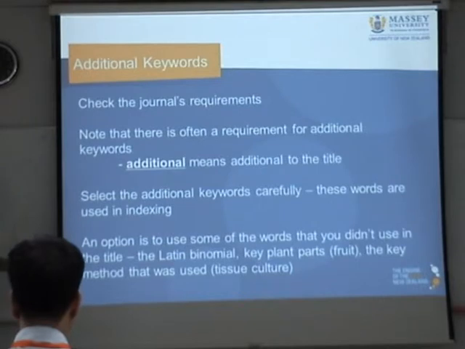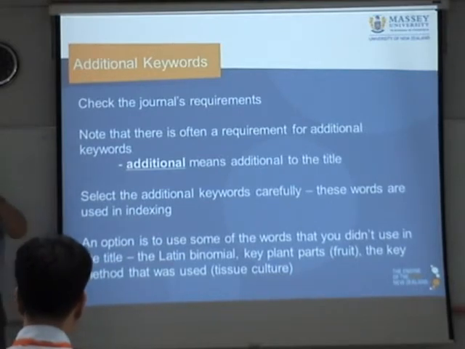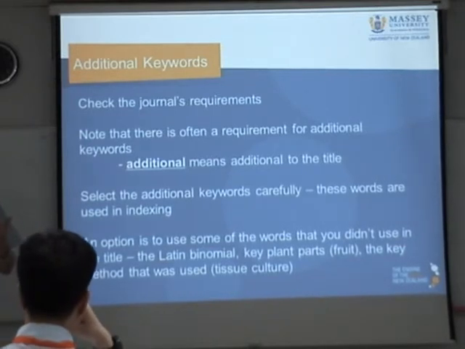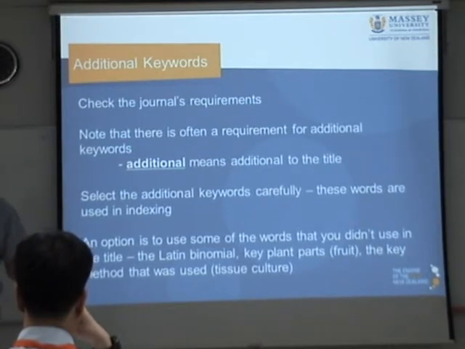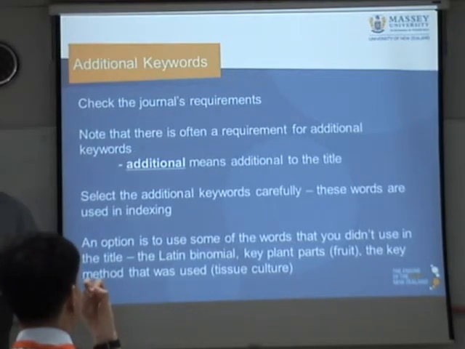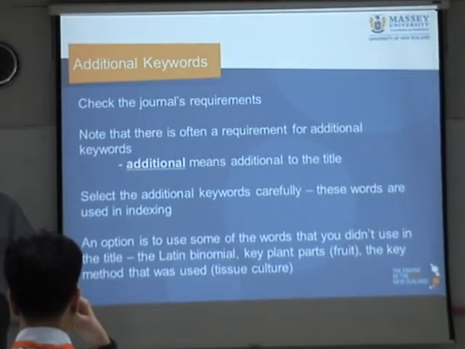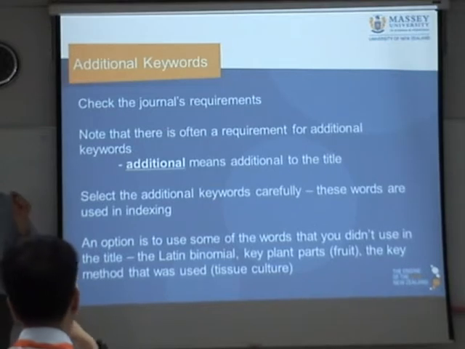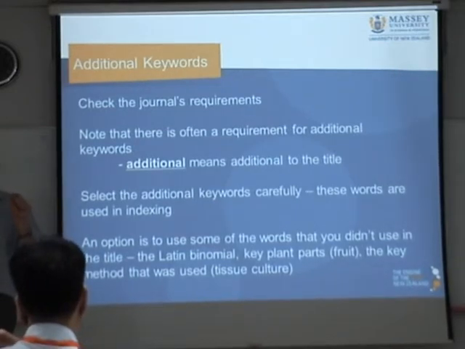So think about the additional keywords using some things that would have otherwise cluttered up the title, like the Latin binomial for the crop that you study, or the key plant part. So you might have looked at nitrogen responses on mango. If you put the word fruit in there as an additional index word, the reader knows that you studied the fruit, not the vegetative growth of the tree, for example, or the roots.